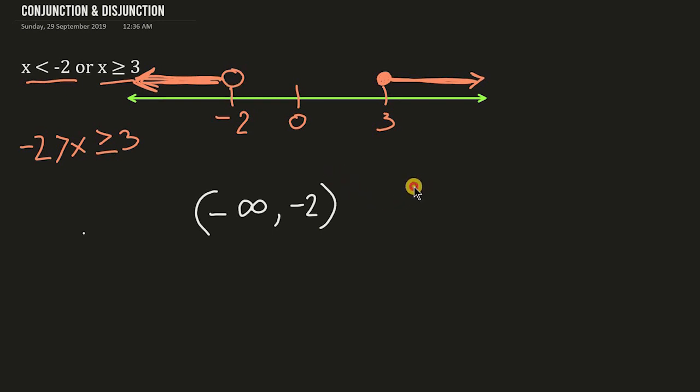Ngayon, meron din tayong isa. Dito naman, anong value sa leftmost niya is 3. At ang value niya sa rightmost is positive infinity. Yung 3, kasama siya. Ibig sabihin, bracket yung gamitin natin. However, infinity to, always parenthesis.